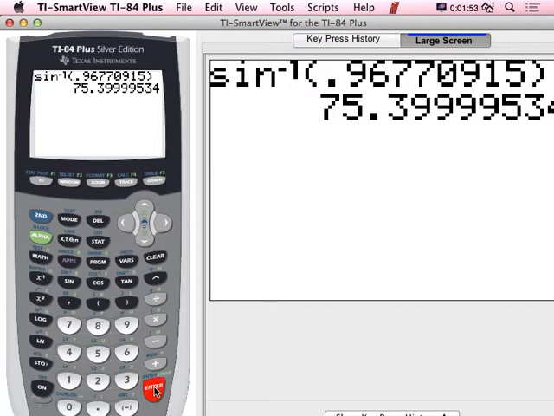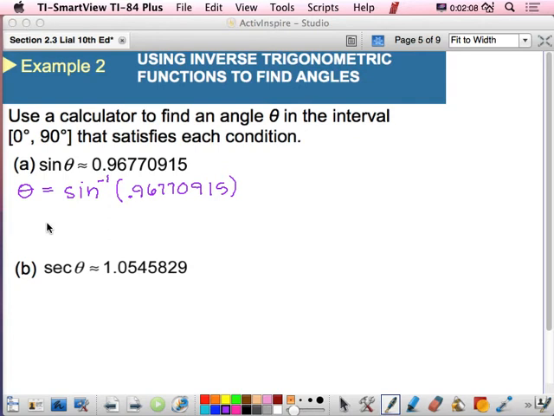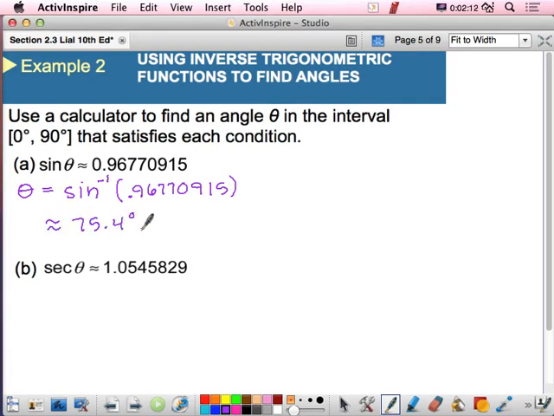So this one gave me 75.399999534. Let's round it to just one decimal place, so let's say 75.4 degrees. And on a quiz or test, I would always tell you what to round to. So that one is approximately 75.4 degrees. Is that what you guys got?